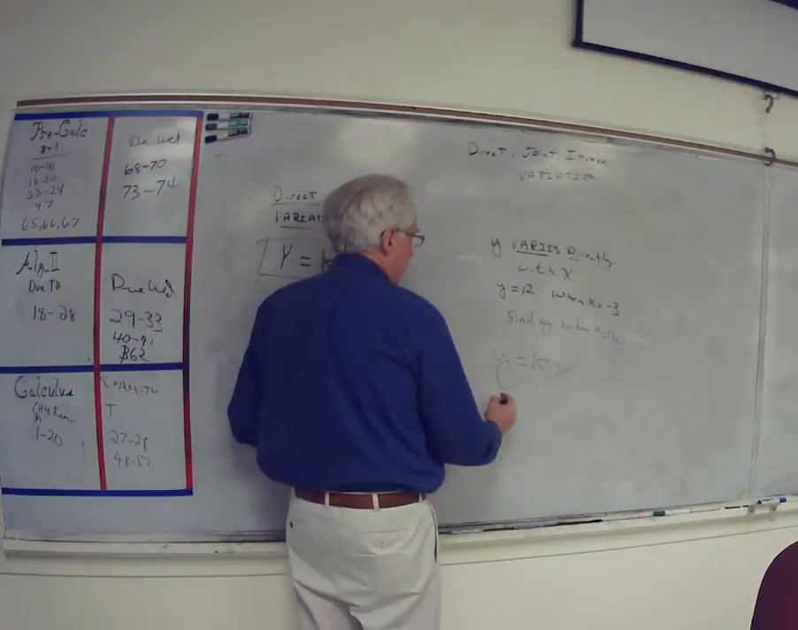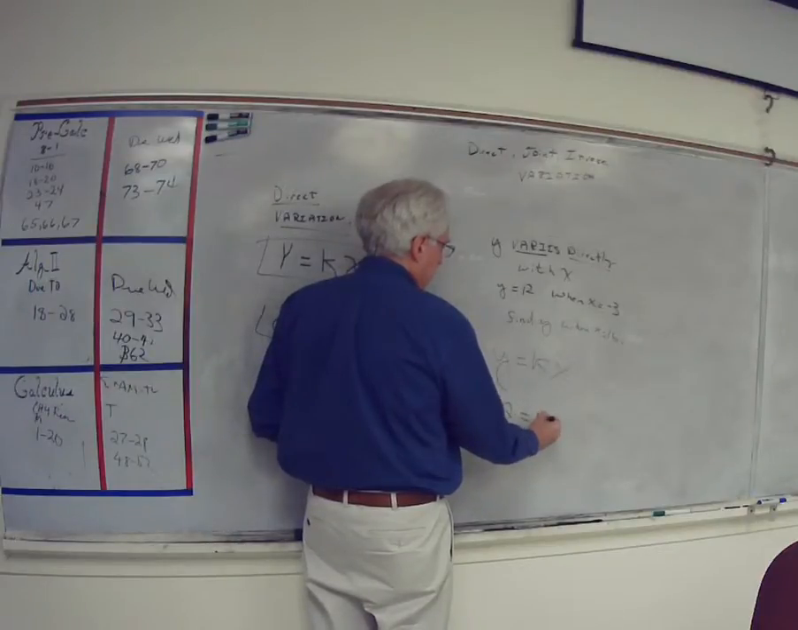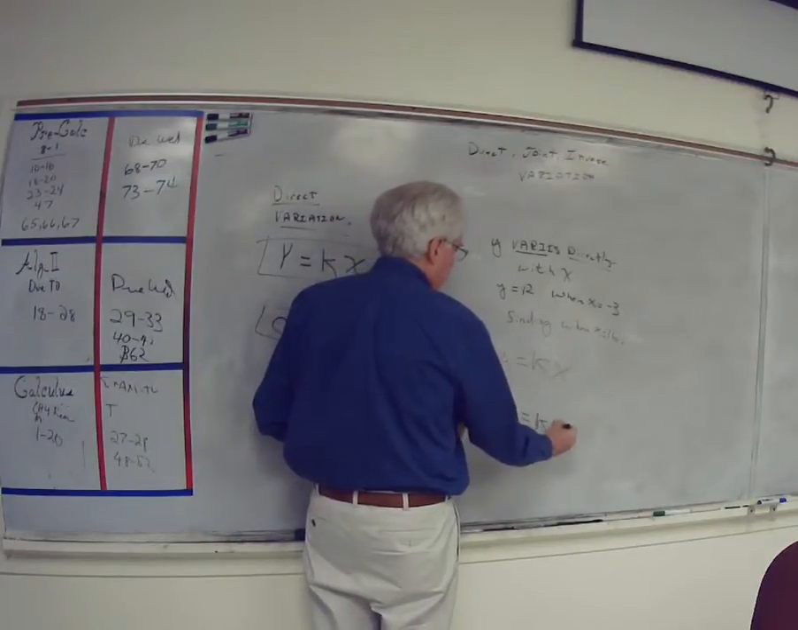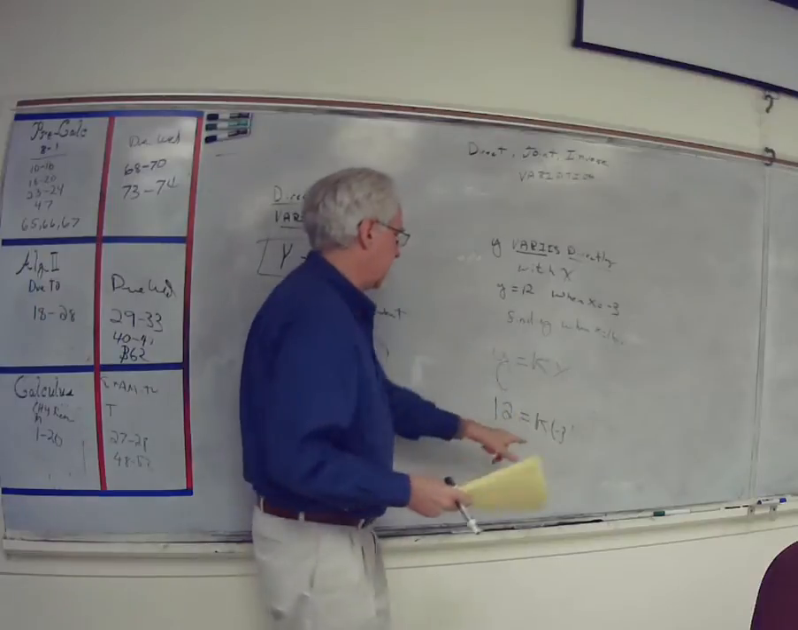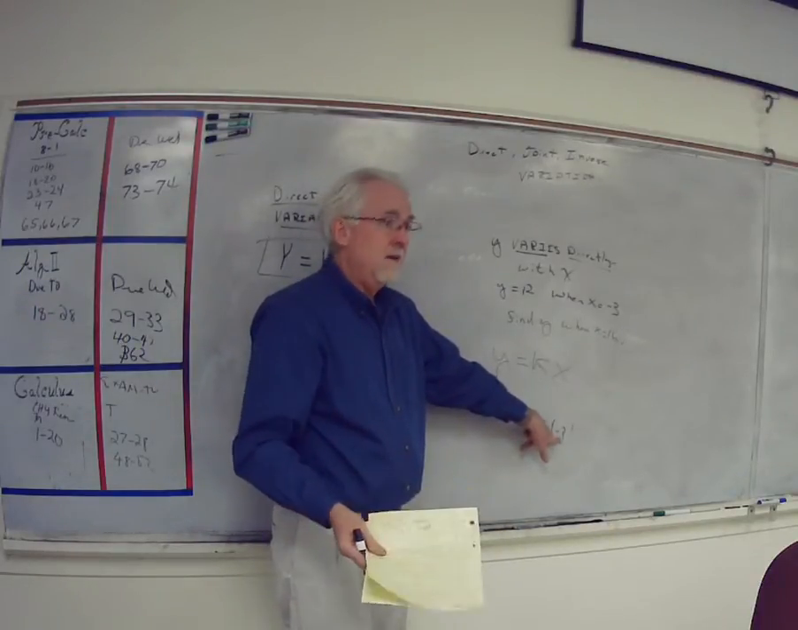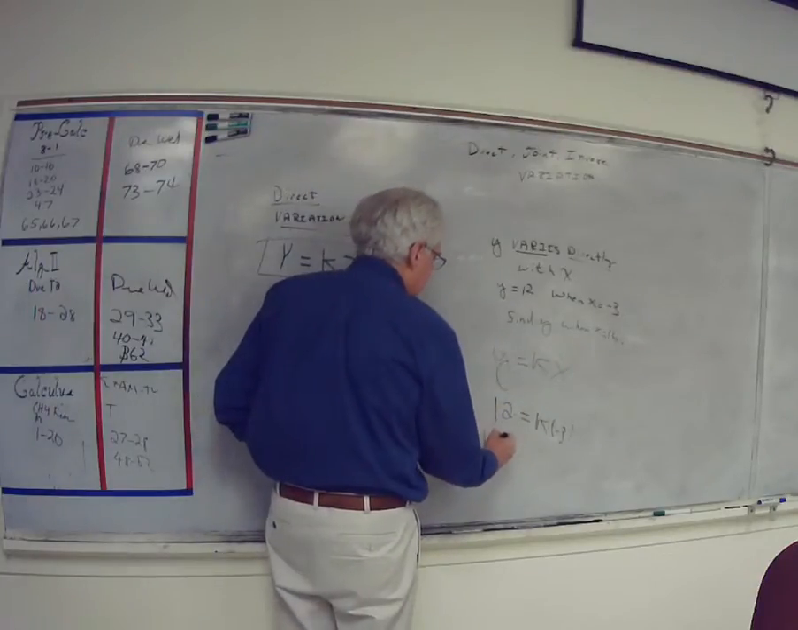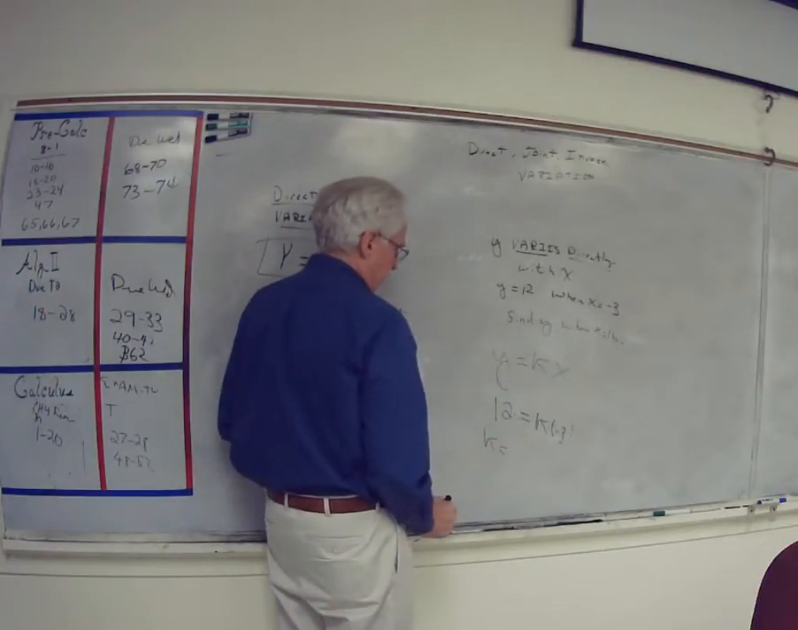So I say what? 12 equals k times negative 3. Why did I put parentheses around the negative 3? So it's not k minus. Yeah, so it's k times negative 3. Use those parentheses. Okay, so Kelsey, k is going to be equal to what?